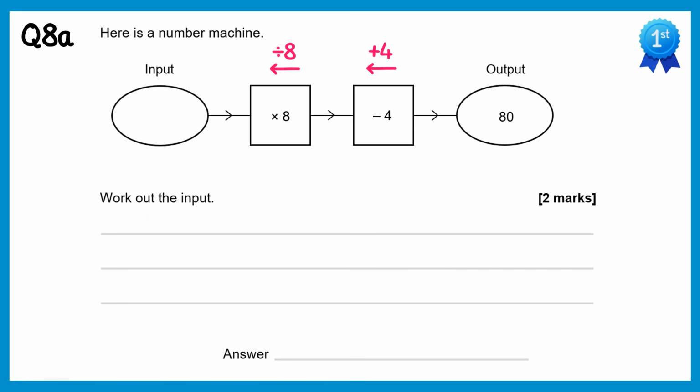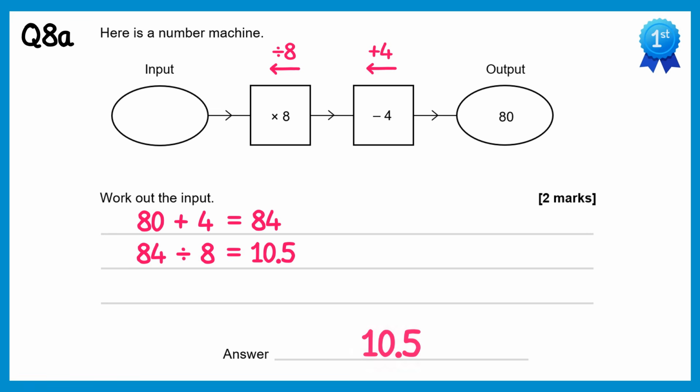So we start with 80 and we add 4, which is 80 plus 4, 84, and then we divide this by 8, so 84 divided by 8, and again use your calculator for this, and it will tell you it's 10.5. So the input must be 10.5.